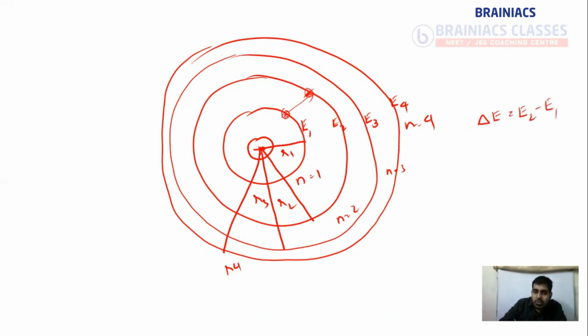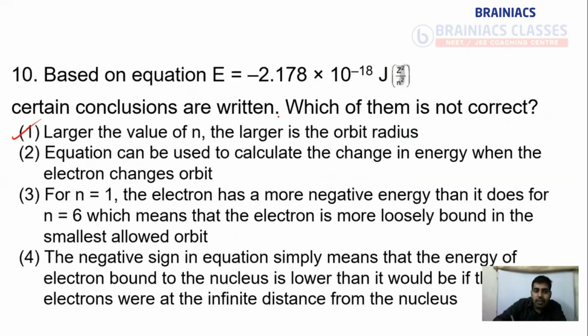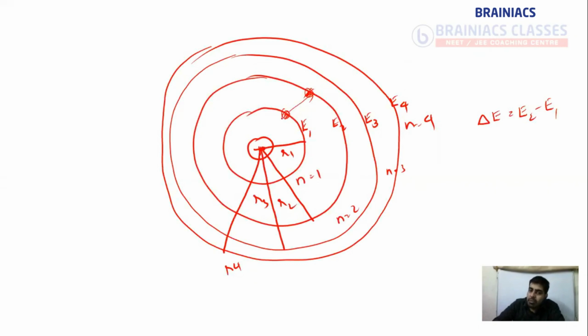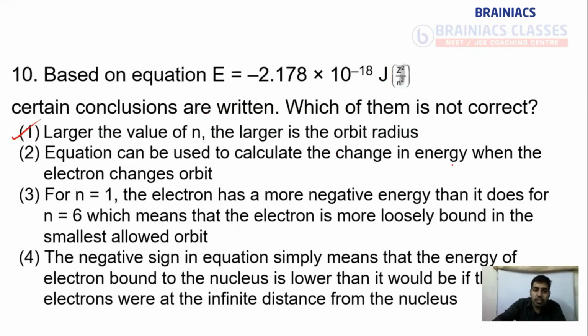If an electron jumps from E1 to E2, you can calculate, equation can be used to calculate change in energy when the electron jumps, right? When an electron jumps from first orbit to second orbit, or when it jumps from second orbit to first orbit, you can easily calculate the energy change by using this equation. Delta E is equal to E2 minus E1, right? So this is also correct. We can easily calculate the energy change if we know the energy of the orbits.